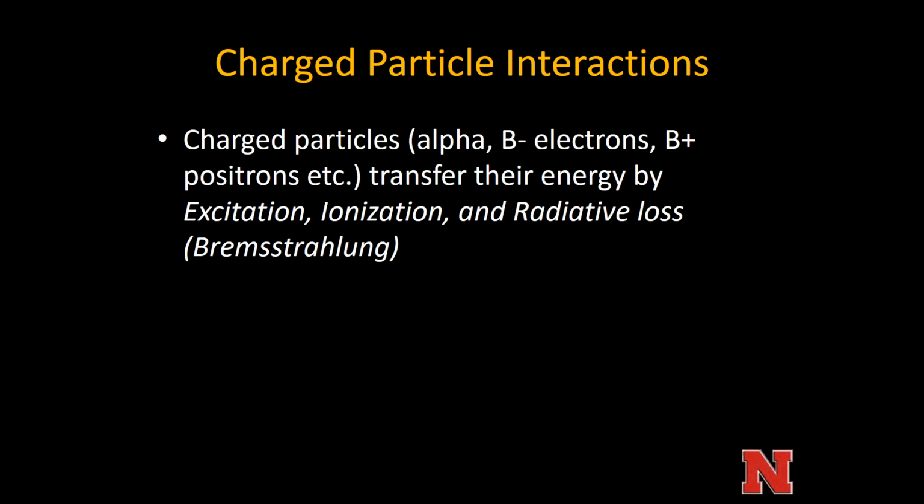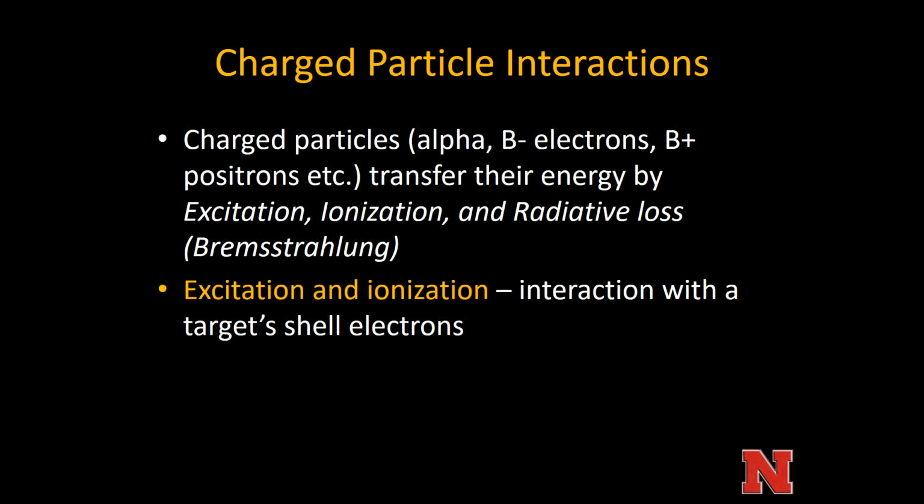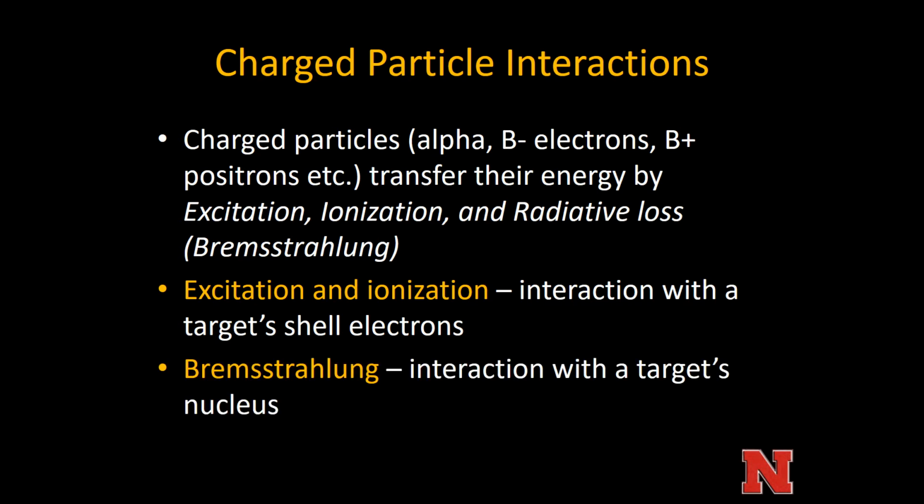Sometimes charged particle interactions will result in photon generation, which makes it kind of confusing, but it's important to keep them distinct and separate. So, excitation and ionization, why is that important? Well, ionizing radiation causes cancer, so that's really kind of a big deal. So it's important to know about it. Excitation and ionization are where the interactions occur between charged particles that involve the target shell's electrons. Bremsstrahlung, on the other hand, is an interaction with the target's nucleus.